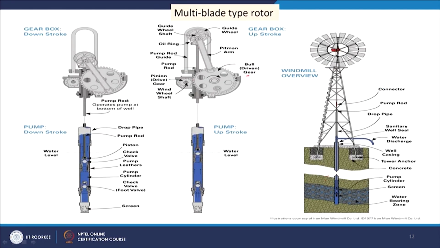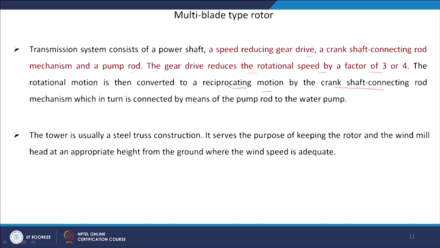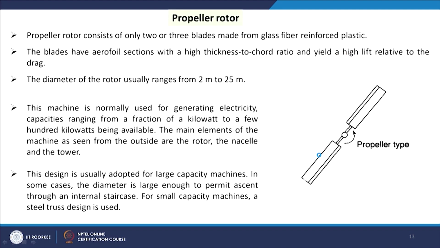This mechanism, connected to the shaft, helps to give the reciprocating motion, which in turn is connected by means of the pump rod to the water pump. So, the pump rod is used to connect the water pump. This is the mechanism that was used in the previous days. The tower is usually of steel truss construction. It serves the purpose of keeping the rotor and the windmill head at an appropriate height from the ground where the wind speed is adequate. Now, the propeller type of rotor came later, and these are more suitable for the production of electricity.